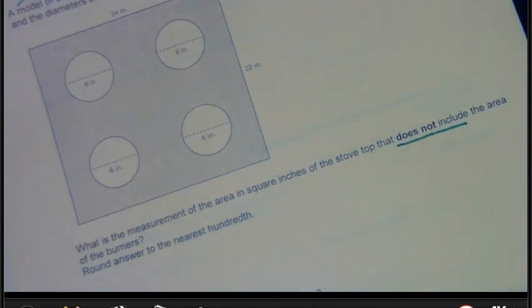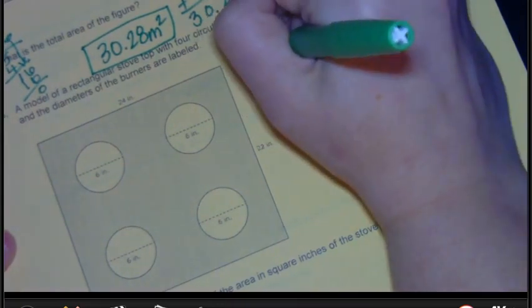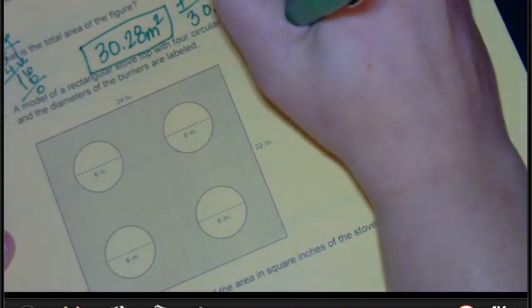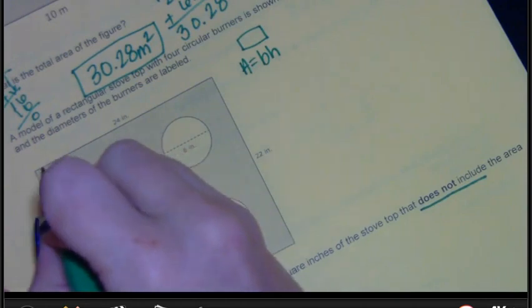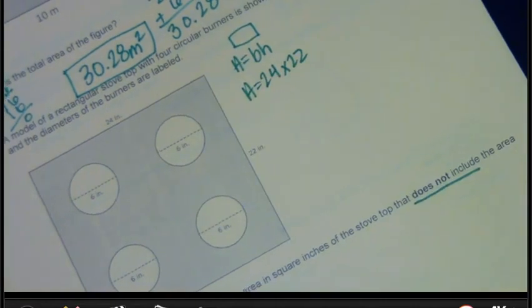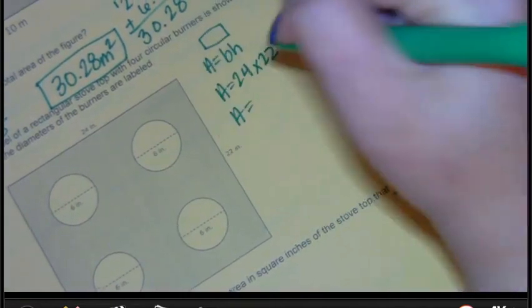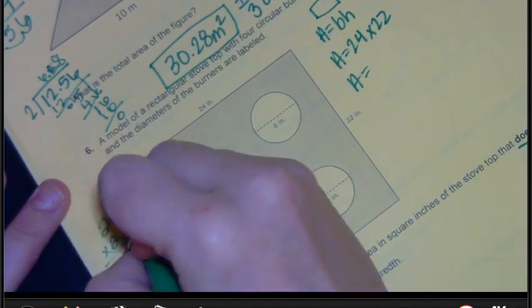Okay, so my stove top looks like it's in the shape of a rectangle. Well, we can use our handy dandy reference sheet and know that the area of a rectangle is base times the height. So let's go ahead and do that one first. My base of my rectangle is 24. The height of my rectangle is 22. So 24 times 22.